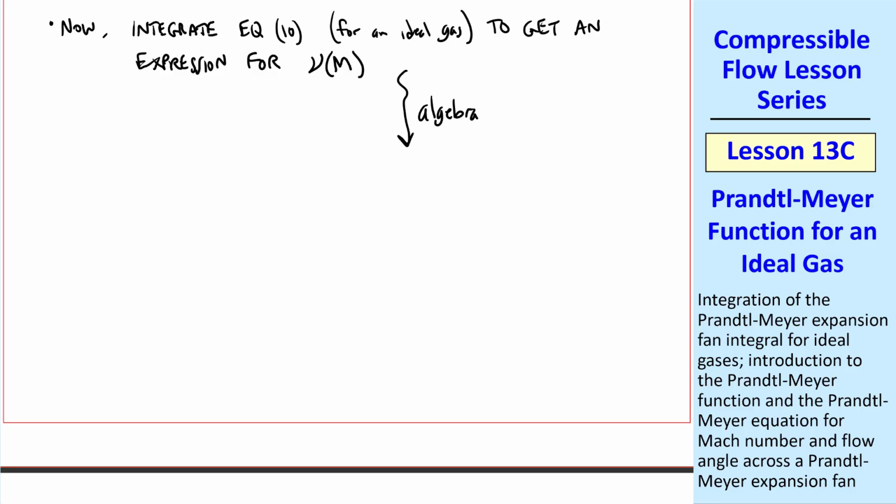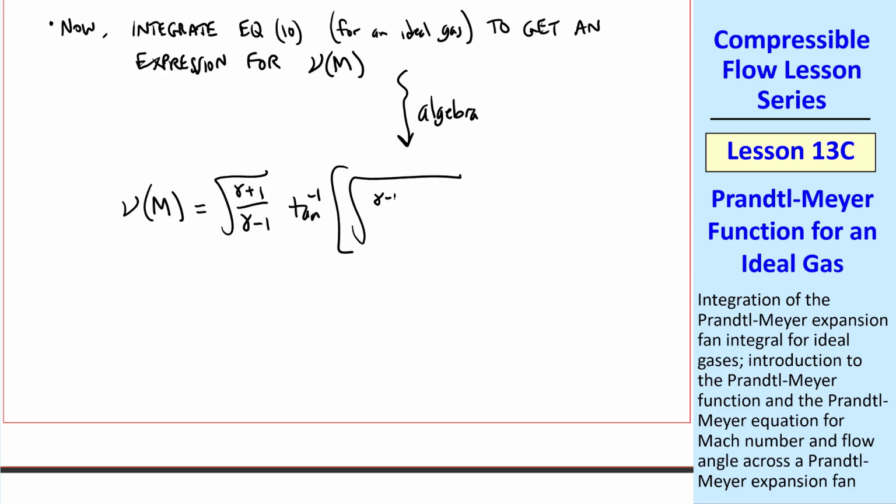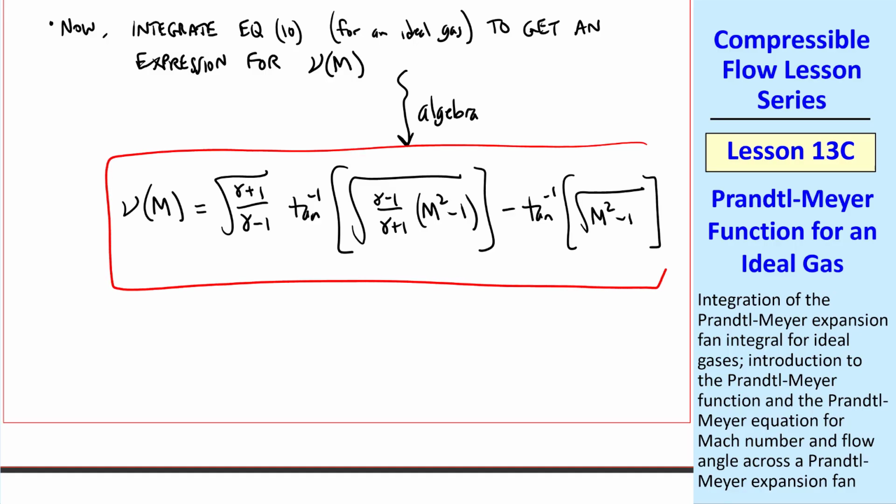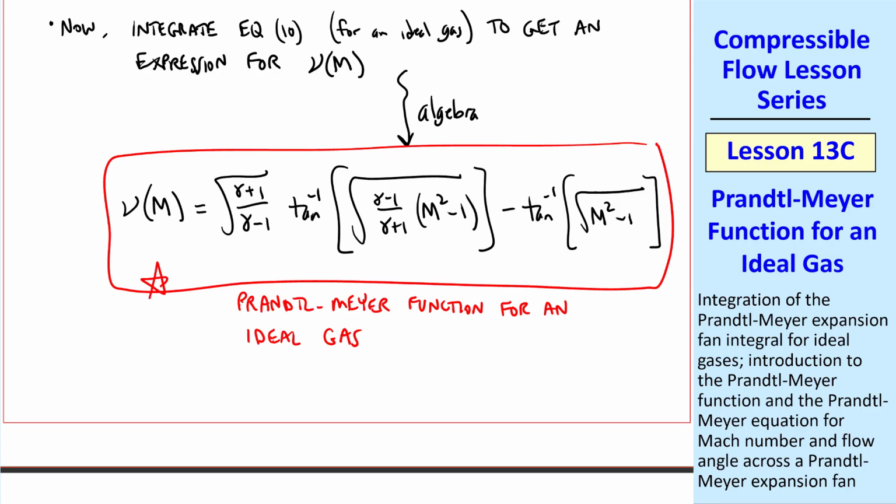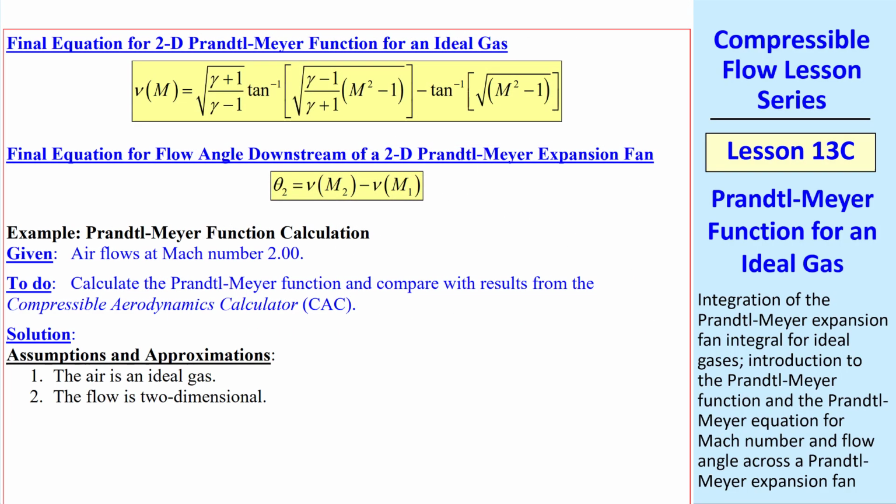Well, after all this algebra, we end up with nu of M equal to square root of (gamma plus 1) over (gamma minus 1), times the arctangent of square root of (gamma minus 1) over (gamma plus 1) times (M squared minus 1), minus the arctangent of square root of (M squared minus 1). This is our Prandtl-Meyer function for an ideal gas, which I'll call equation 12. I typed that equation here, along with this Prandtl-Meyer equation for theta 2.